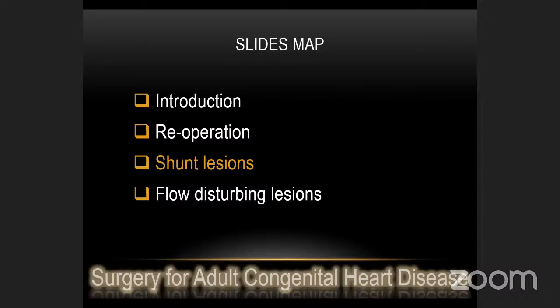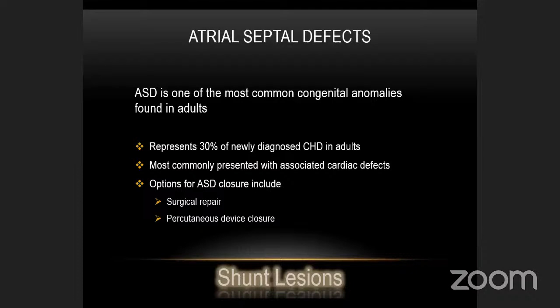We talk about the frequent lesions in patients with adult congenital heart disease by dividing them into two categories. The first one is the shunt lesions. ASD is one of the most common congenital anomalies found in adults. It represents 30% of newly diagnosed congenital heart disease in adults, but it may also present as a repaired or non-repaired previously diagnosed lesion. Almost one third of patients present with other associated cardiac defects, for example, mitral prolapse.